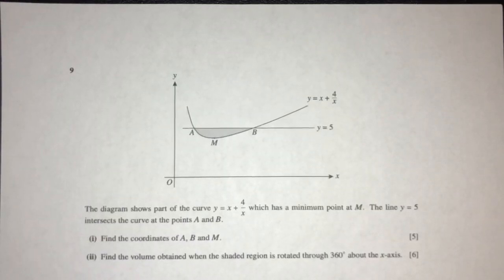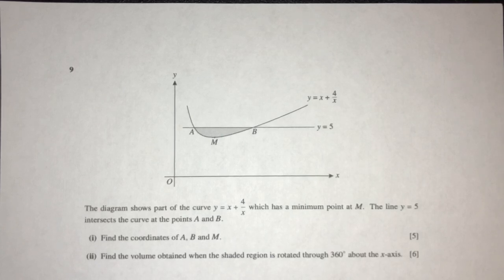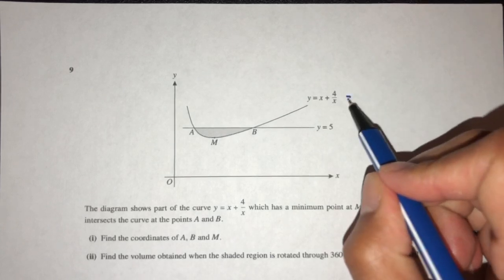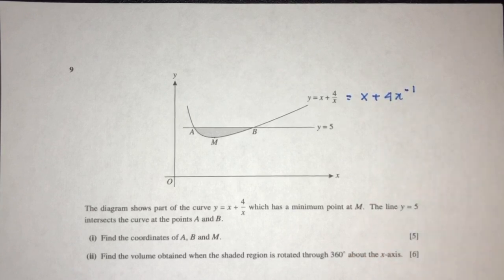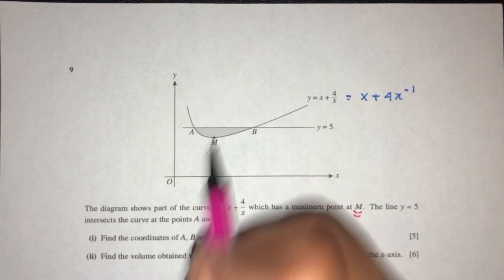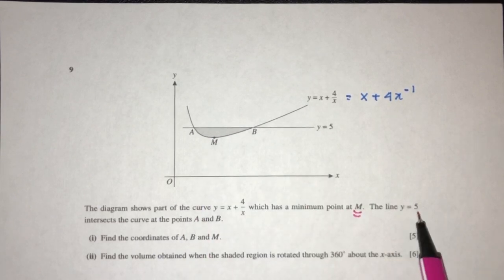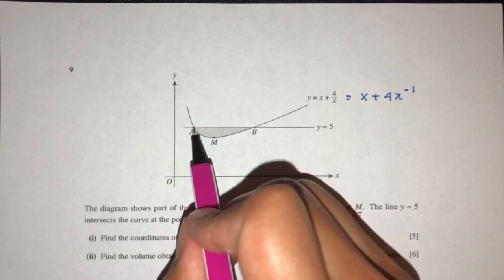The diagram shows part of the curve y equals x plus 4 over x. Now, first thing first, I can think of rewriting this as x plus 4x to the power minus 1. Again, you don't need to do that. It is just in case we have to use something like that, right? Now, we understand that it has a minimum point at M. This is the minimum point right here. The line y equals 5 intersects the curve at the points A and B.